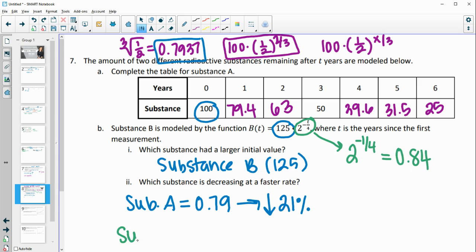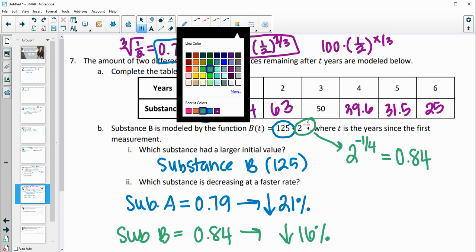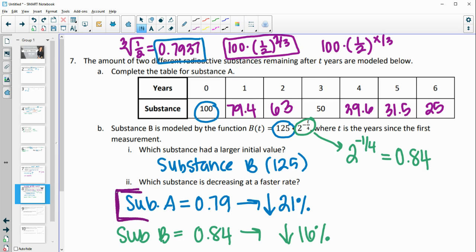So for substance B, its growth factor is 0.84 per year, which is a decrease of 16%. Since this is like 79%, 100 minus 79 is 21. 100 minus 84 is 16%. So substance A is decreasing at a faster rate.